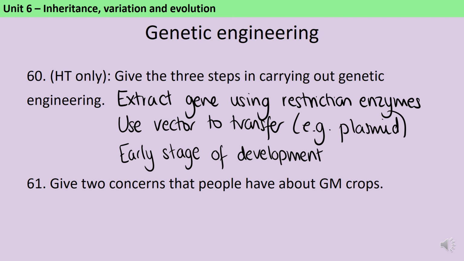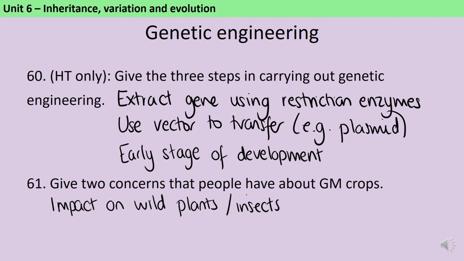People do have some concerns about genetically modified crops, specifically the impact on other organisms living in the same environment, so that could be plants that need to compete with a particular crop or insects that might eat it. And also some people are concerned that because this is relatively new technology, there haven't been a huge number of long-term studies about the impact on human health of eating these genetically modified organisms.